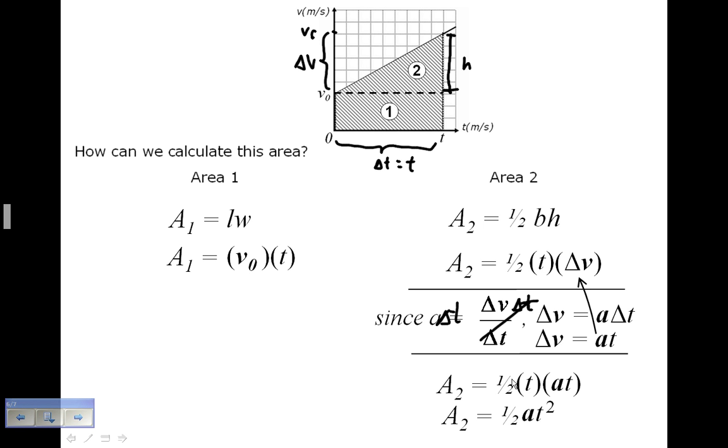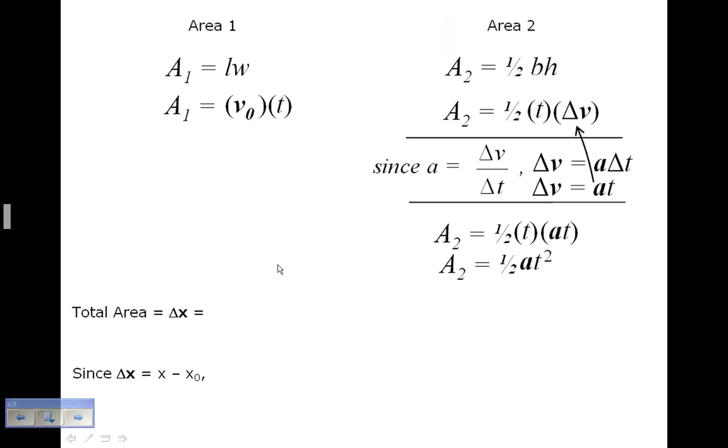So keep in mind what we've done. We've gone through all of this algebra and geometry to represent this area of this graph in a very simple form, 1/2 at squared. And we already saw that the rectangular area has an area of v0 times t. Okay, so if we want to get the total area under that plot, that total shaded area, we need to add up the individual areas of each of these parts, right? Area 1 and area 2.